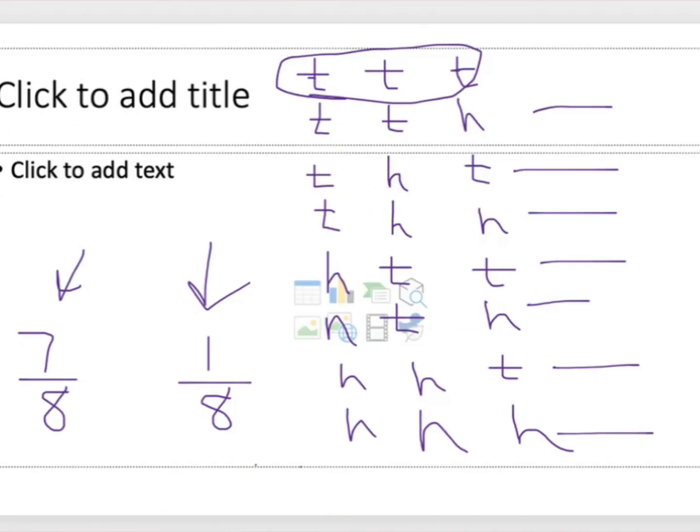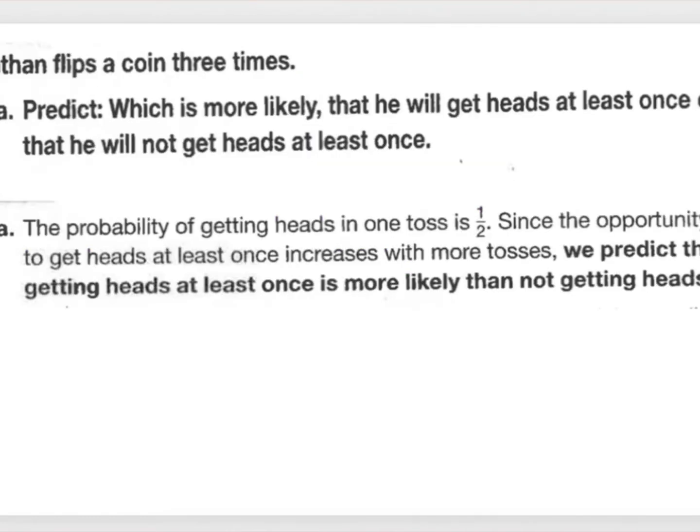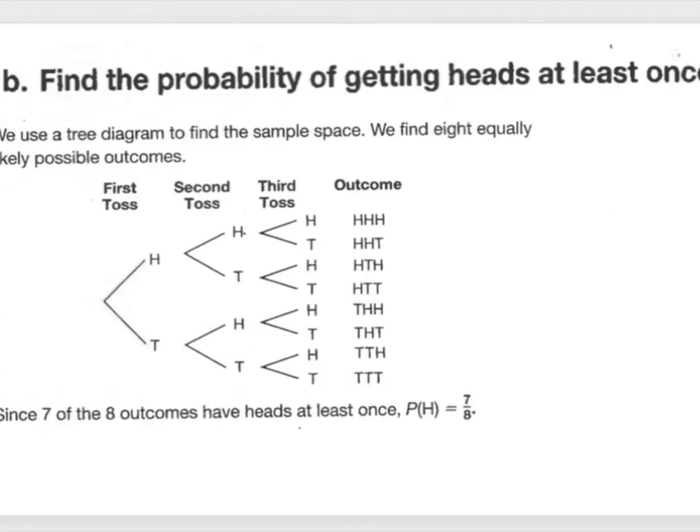Okay, so now we'll skip our little extra slide. And here they go into it. Okay, the probability of getting heads in one toss is 1/2. Since the opportunity to get heads at least once increases with more tosses, we predict that getting heads at least once is more likely than not getting heads. Okay, so here they're doing a tree diagram, which we did something similar, right? Theirs is a little neater than mine, but 7 out of the 8 outcomes have at least 1 head. So we got that result, didn't we?